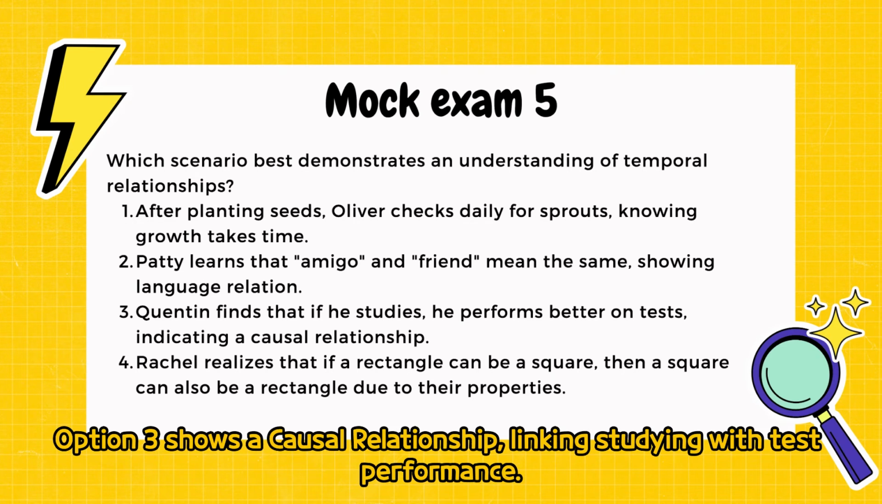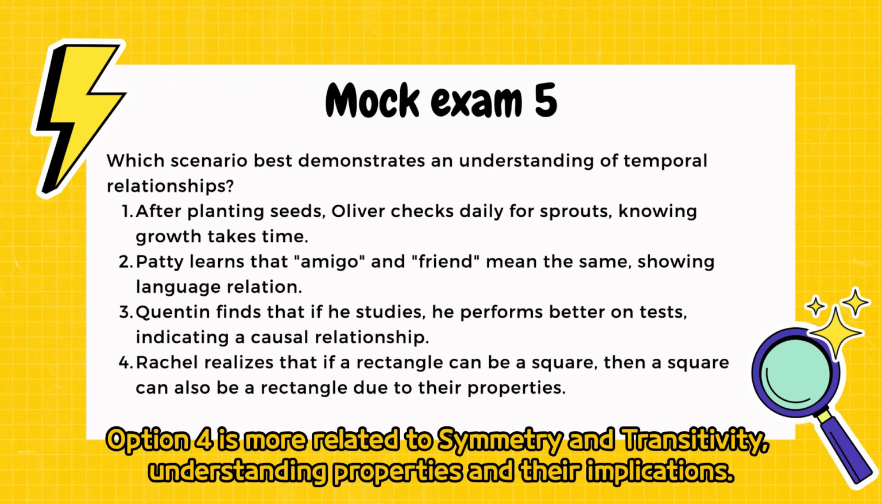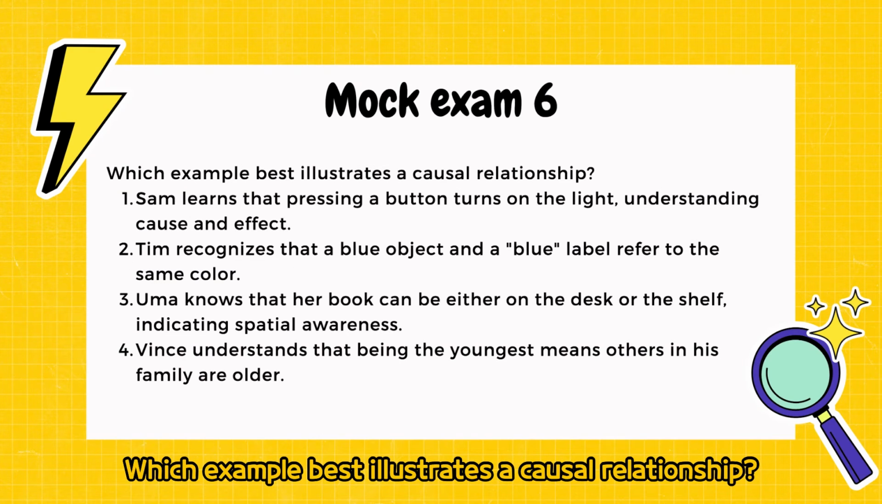Option 3 shows a causal relationship, linking studying with test performance. Option 4 is more related to symmetry and transitivity, understanding properties and their implications. Mock Exam 6. Which example best illustrates a causal relationship?